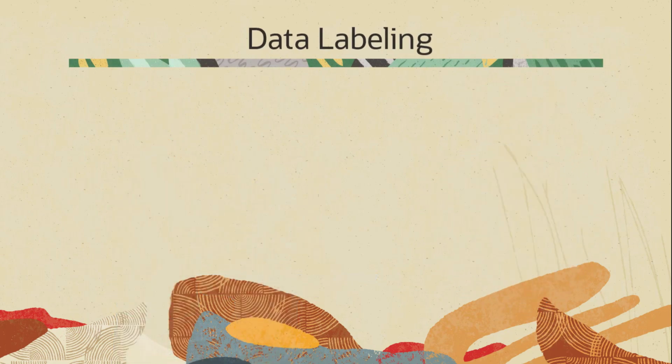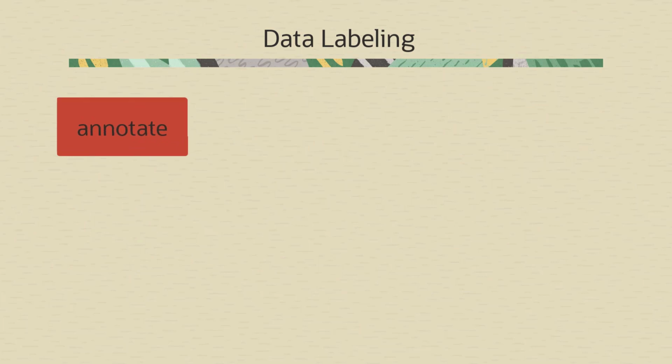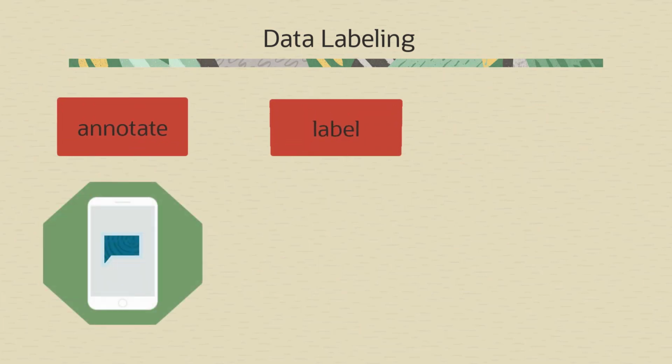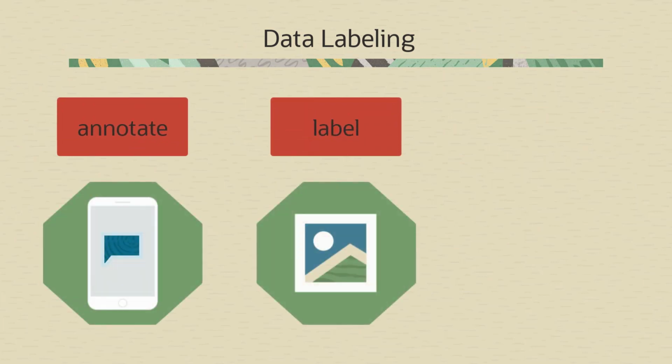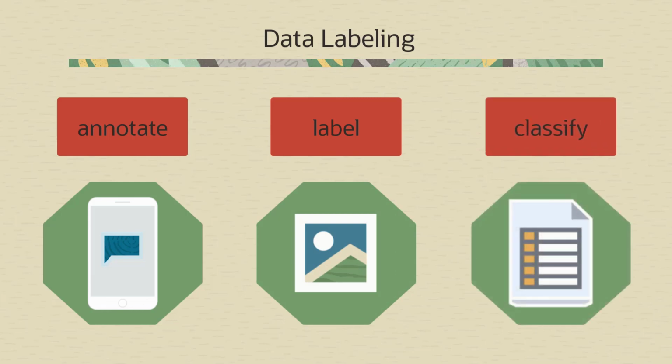For example, with data labeling, you can annotate the sentiment in a text message, label anomalies in a picture of a jet engine part, and classify receipts or purchase orders.